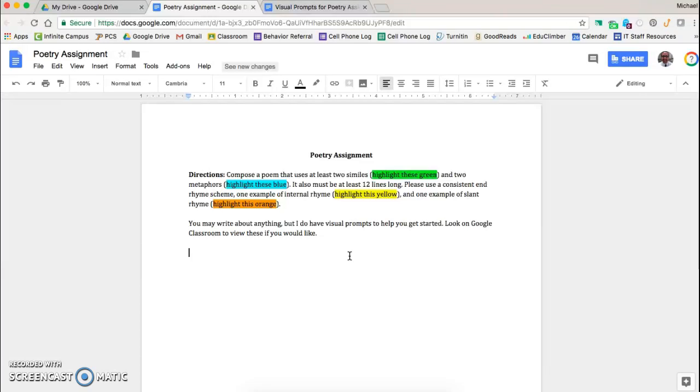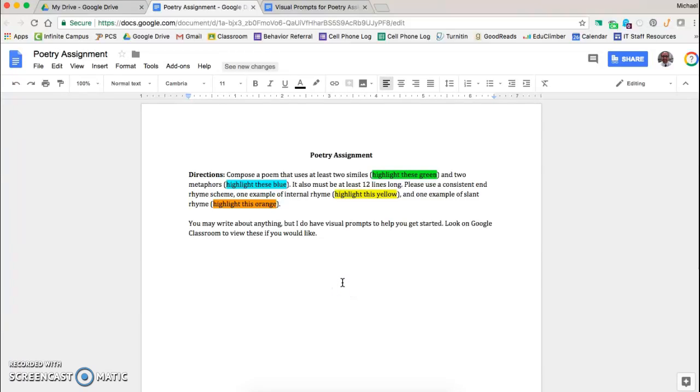So let's say I had a picture of mountains, and that's what I was describing. And this poem will not be great, and yours likely won't be great either. You are not being graded on the quality of your poem. You're just being graded on whether or not you can use these different literary techniques.